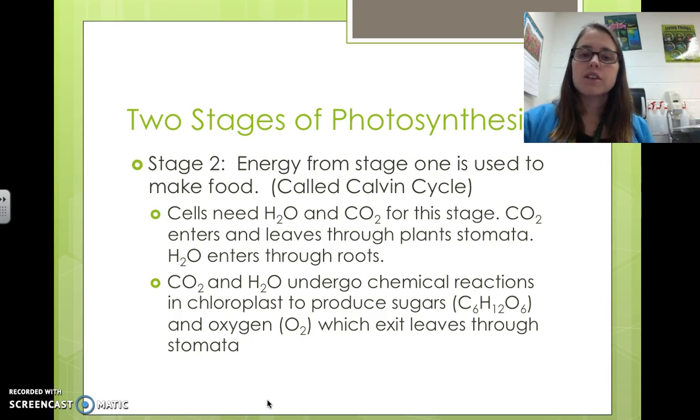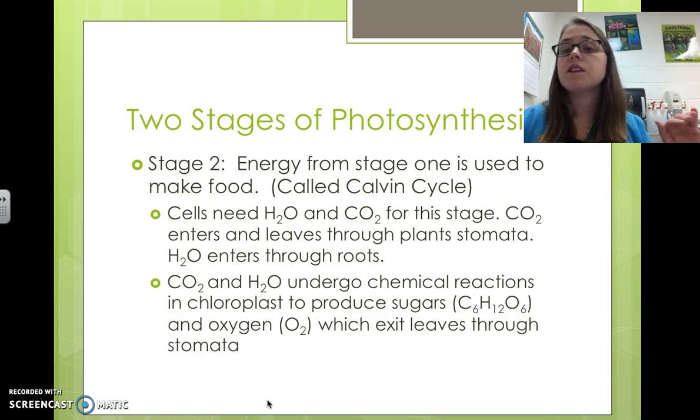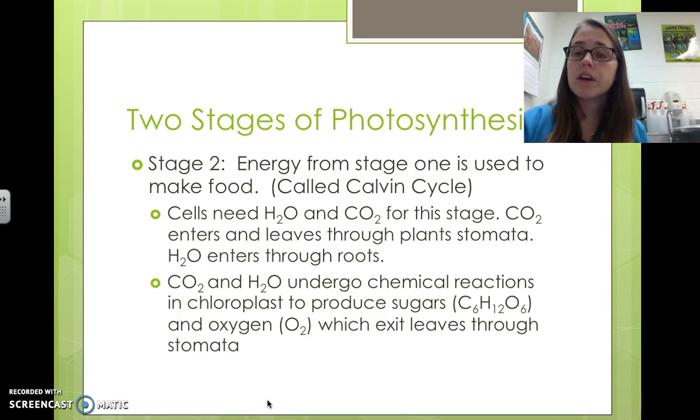Remember that there are parts of a leaf that can breathe. These parts are called stomata. The carbon dioxide that we breathe out as humans goes into the plants through these stomata, or little holes or pores in the leaf. And those pores are also the place where, once oxygen has been made at the end of stage two, it will exit through those stomata and end up in the air for us to breathe.